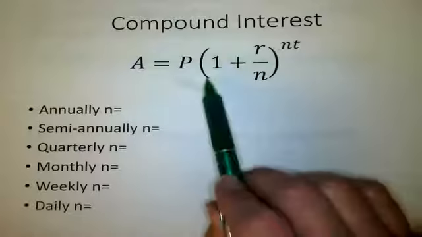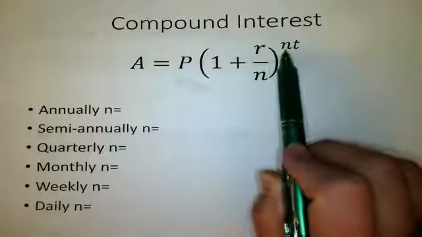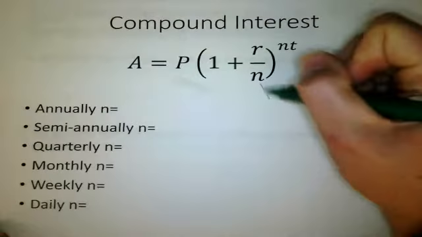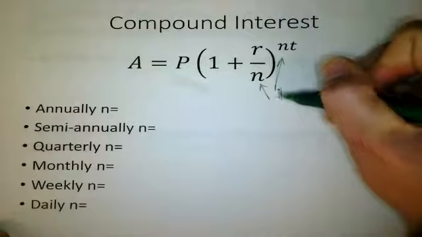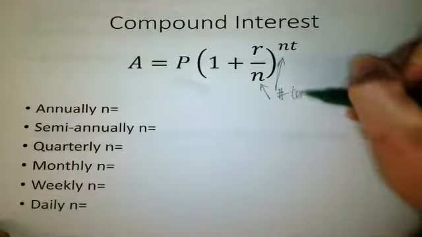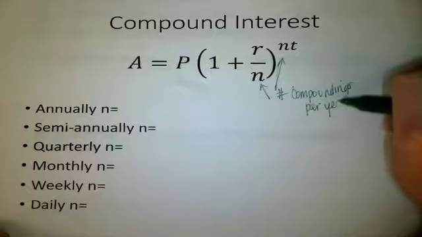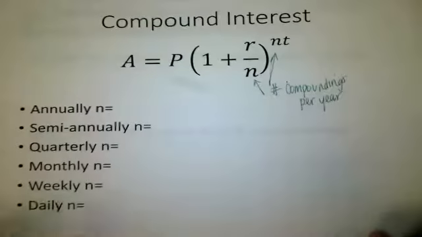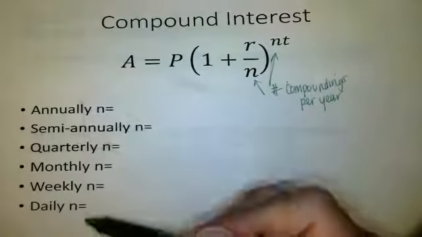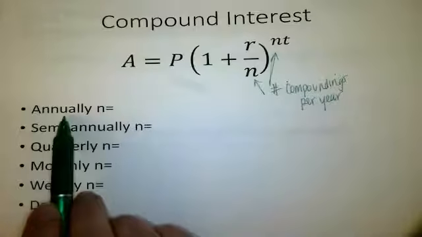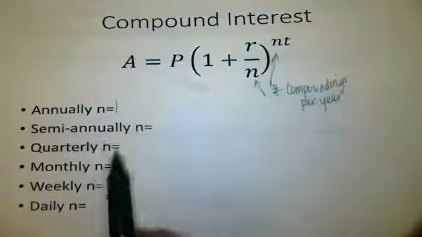This formula gives you the amount in your bank account. So this is P times the quantity 1 plus R over N, to the NT power. And N is the number of compoundings per year. How many times do we calculate the interest every year? Okay. And so these are all the different common ways that we could compound interest. We can compound it annually. Annually is how many times per year? 1 time per year, so N equals 1.